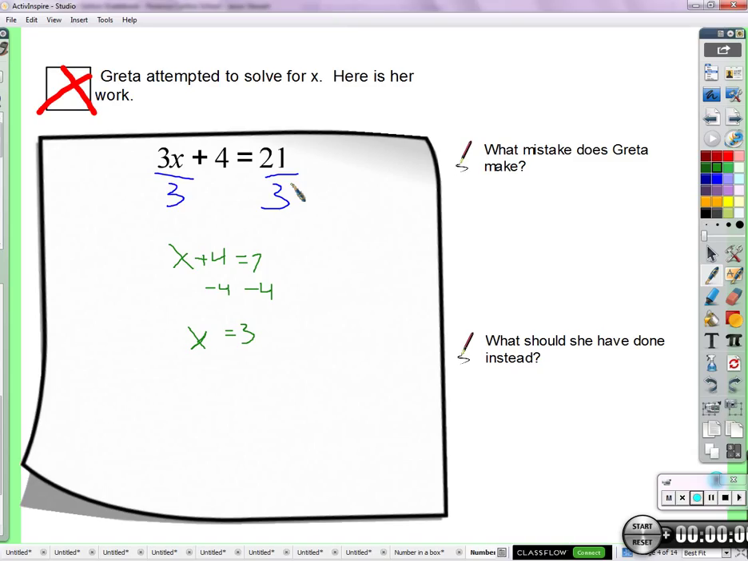It's okay to do anything you want to an equation, as long as you do what? Do it to both sides. So she must be able to divide by 3. It must be possible. She must have done it incorrectly. Let's take a look at a picture of what this looks like.